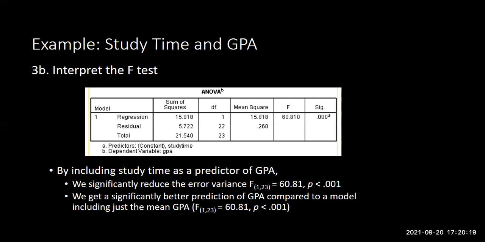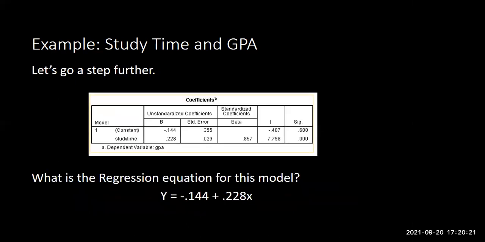Okay, to pull the regression equation for this model, I have done it right here. Negative 0.144 is my intercept, and I'm going to predict that from study time, which is 0.228 times x. What's that telling me? When x is 0, if I haven't done any studying at all, what's my expected GPA? Negative 0.144.